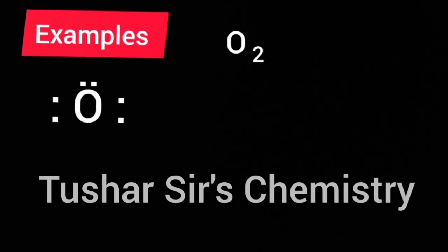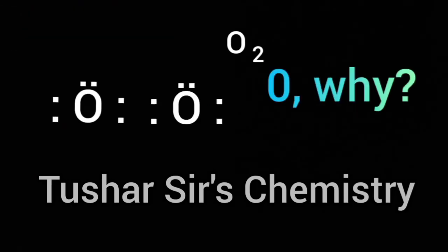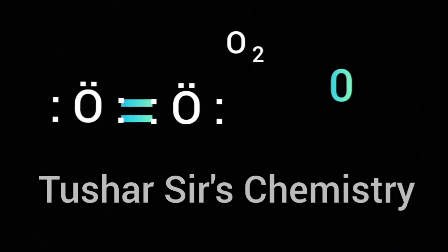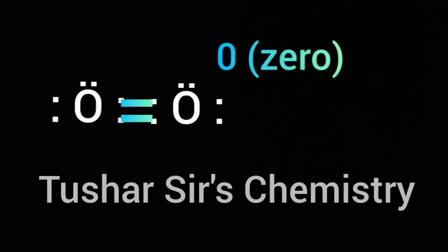In O2, the oxidation number of oxygen is 0. Why? You see, between two oxygen atoms you will find a double bond. Each oxygen contributed 2 electrons to establish a double bond. The number of electrons contributed by each oxygen is 2, but the electronegativity difference between the two atoms is 0, meaning no atom is electronegative or electropositive. So the oxidation number assigned to each oxygen in O2 is 0.